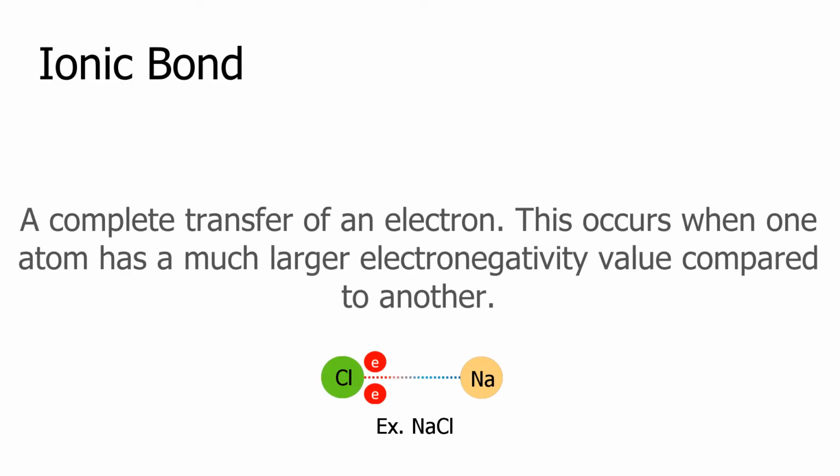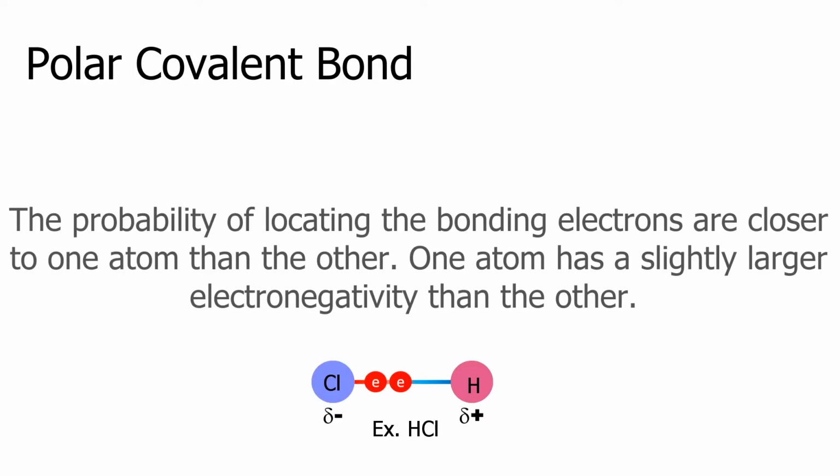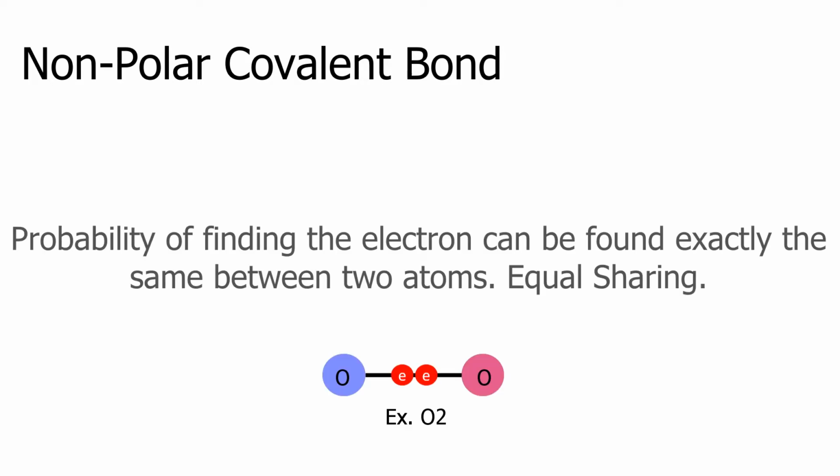An ionic bond is the complete transfer of an electron. This occurs when one atom has a much larger electronegativity value compared to another. A polar covalent bond is when the probability of locating the bonding electrons is closer to one atom than the other. One atom has a slightly larger electronegativity than the other. A nonpolar covalent bond is when the probability of finding the electron is exactly the same between two atoms. This means that the electronegativity is equal between the two atoms.